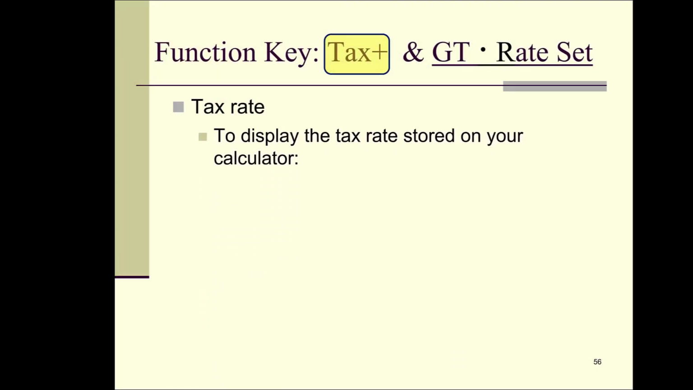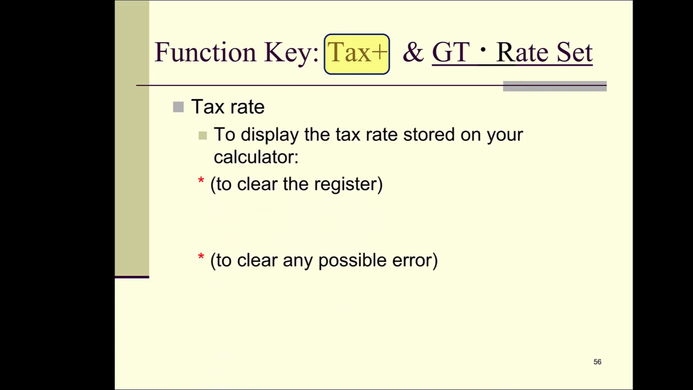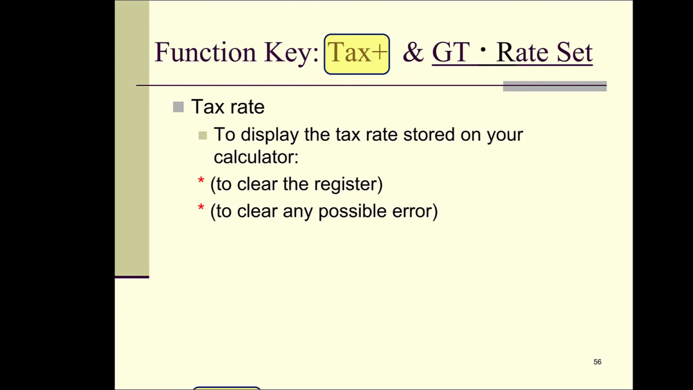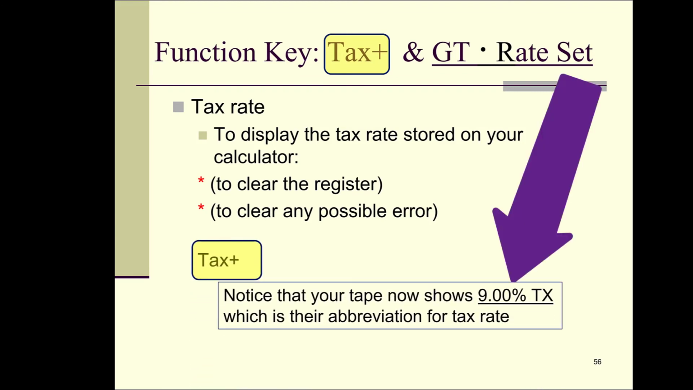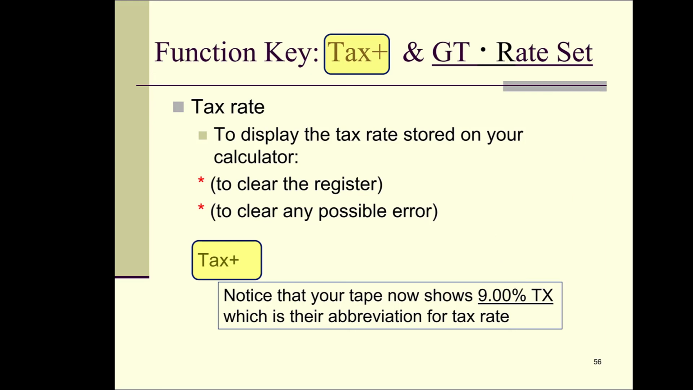So let's say you come in to your office the next day and you forgot what the tax rate is in your tax plus. Well, you can find out what the rate is. You're going to hit asterisk twice to clear it, and then you're going to hit tax plus, and you should have 9 and then TX, which is the abbreviation for the tax rate for the tax plus function.